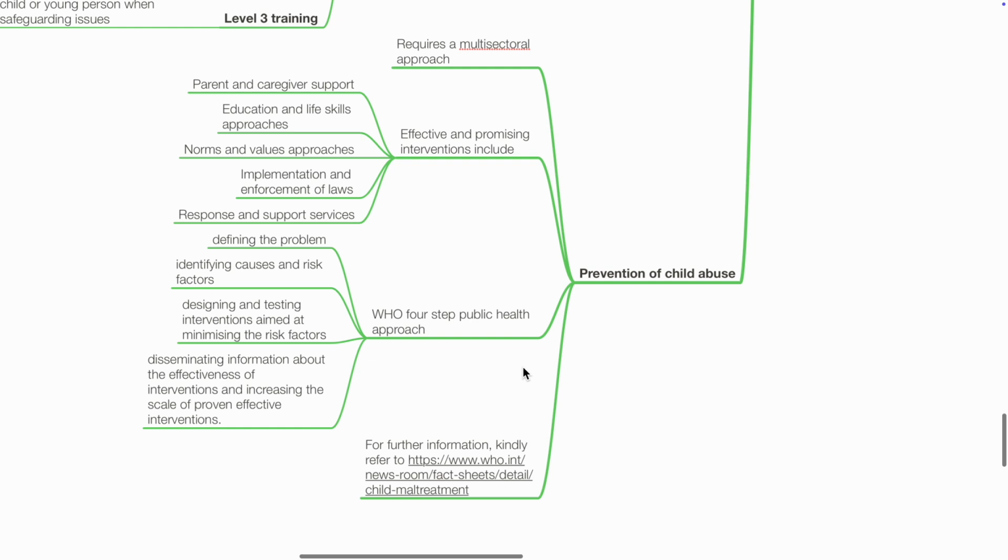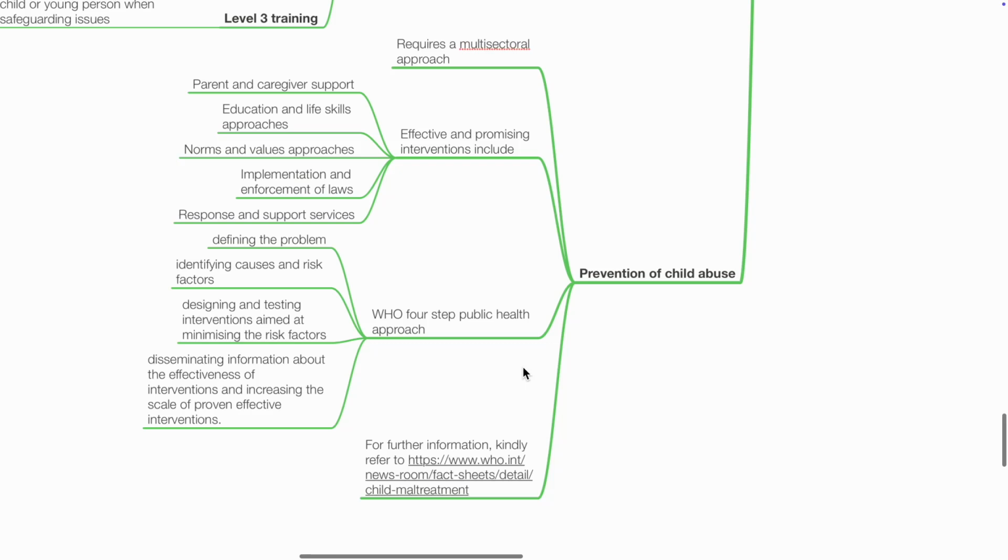Prevention of child abuse. This requires a multi-sectoral approach. Effective and promising interventions include parent and caregiver support, education and life skills approaches, norms and values approaches, implementation and enforcement of laws, and response and support services.